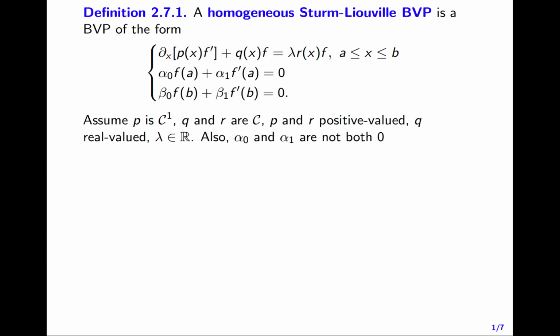The numbers alpha 0 and alpha 1 are not both 0. And the numbers beta 0 and beta 1 are likewise not both 0. So at least one of alpha 0 and alpha 1 is non-zero, and at least one of beta 0 and beta 1 is non-zero.